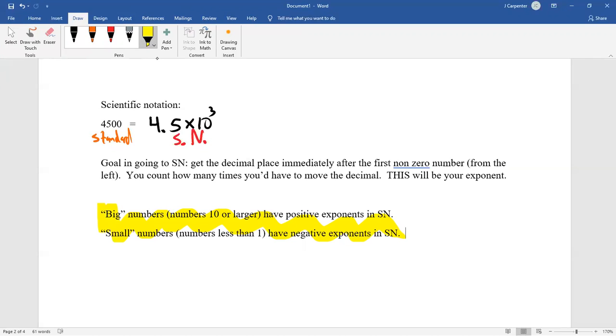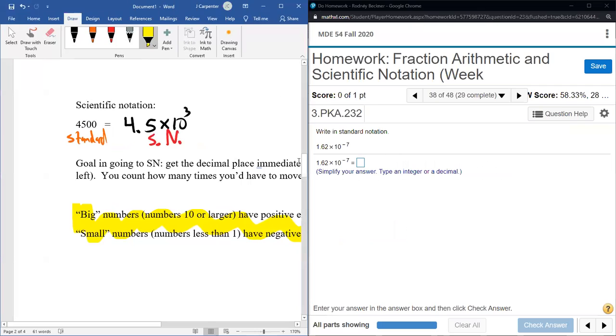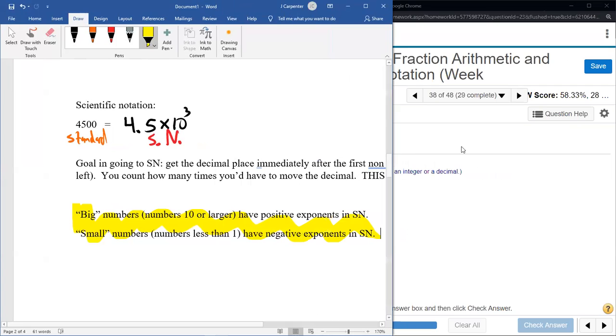Big numbers are numbers that have like 1,000 or 10,000 or 1,000,000, and that's what this 10 to the third represents. 10 to the third represents 1,000, so this is like saying 4.5 times 1,000. 10 to the negative third would actually be 0.001. So positive exponents are big numbers, negative exponents are small numbers. That's the idea. So let's run with that idea, and let's see if we can do this conversion.